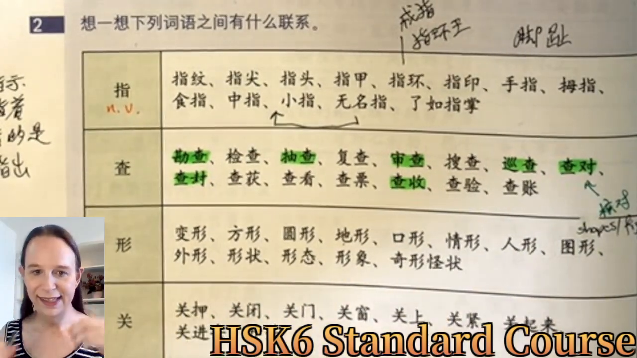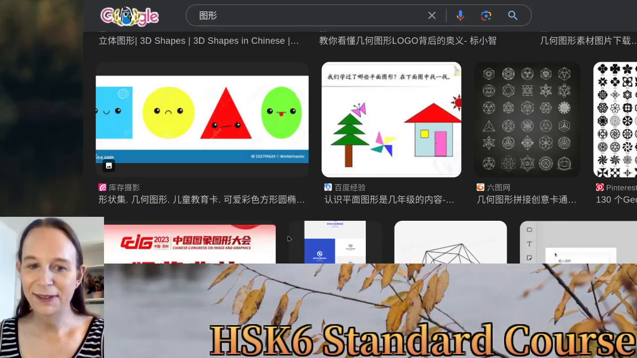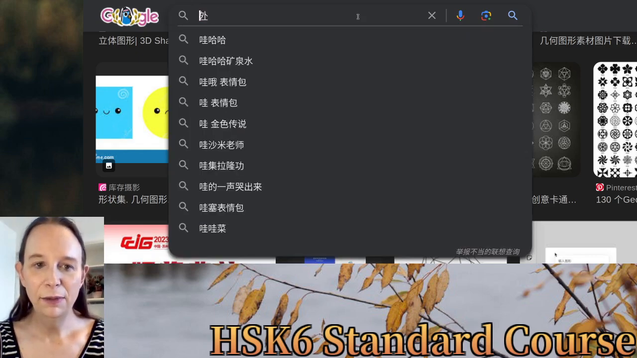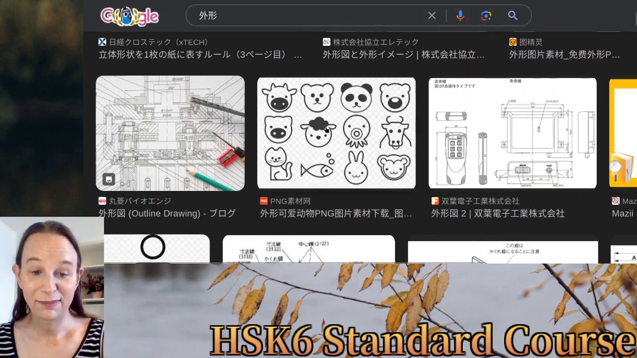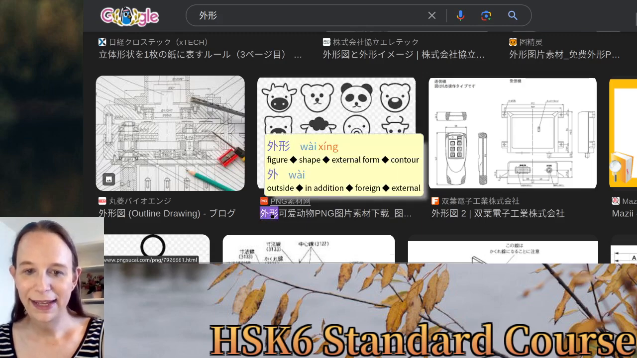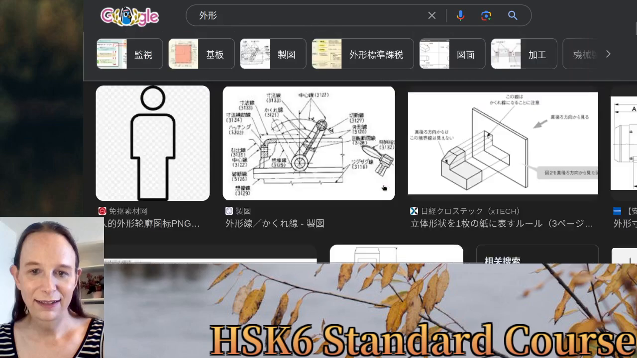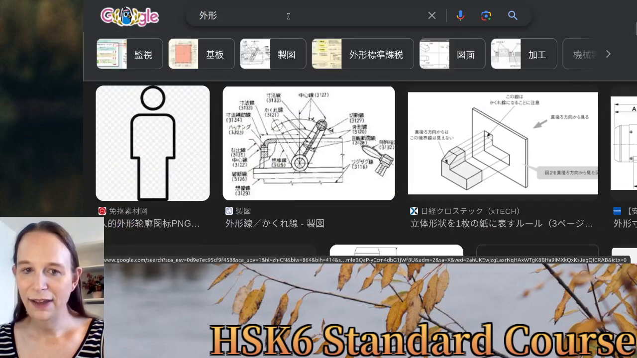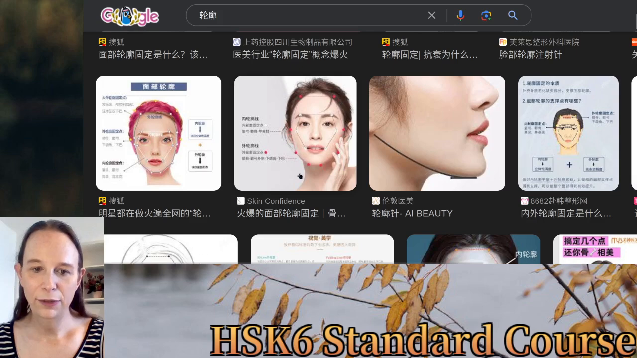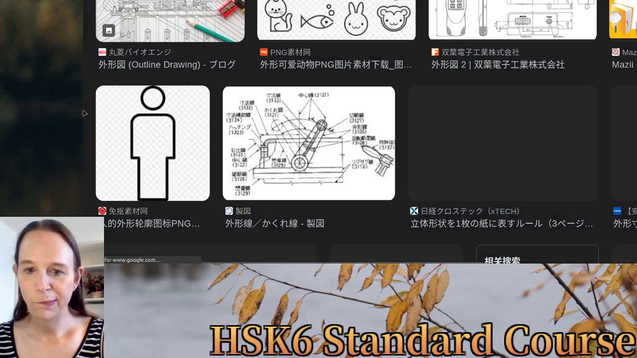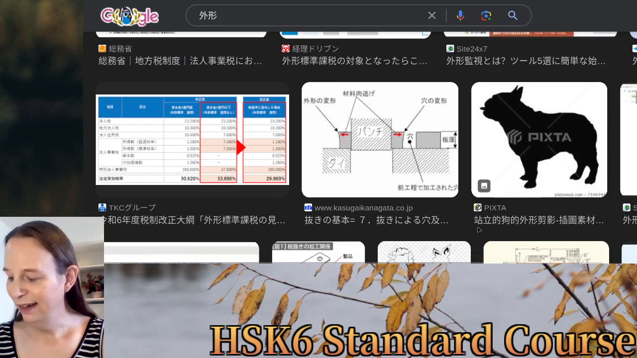Alright. 外形, so the external shape. 外形 of something, of a planet or something. 外形 or a building. 外形. Yeah, 外形. I don't know what to say. Figure, shape, external form, contour. Oh, this is like an outline. 外形. Although for 轮廓, outline can be 轮廓, silhouette. 轮廓, outline. 外形. Yeah, all right. Anyway, what's the next one?